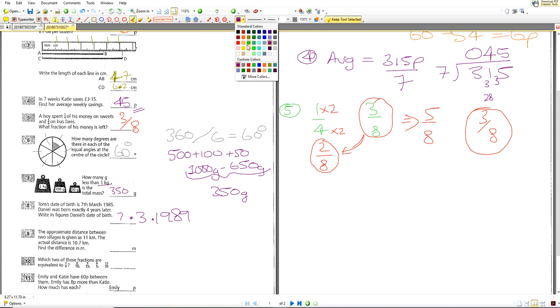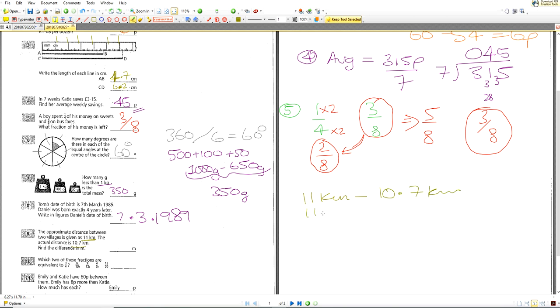Okay, lovely. Right. The approximate distance between two villages is given as 11 kilometers. The actual distance is 10.7 kilometers. Find the difference in meters. So we have here now 11 kilometers minus 10.7 kilometers.